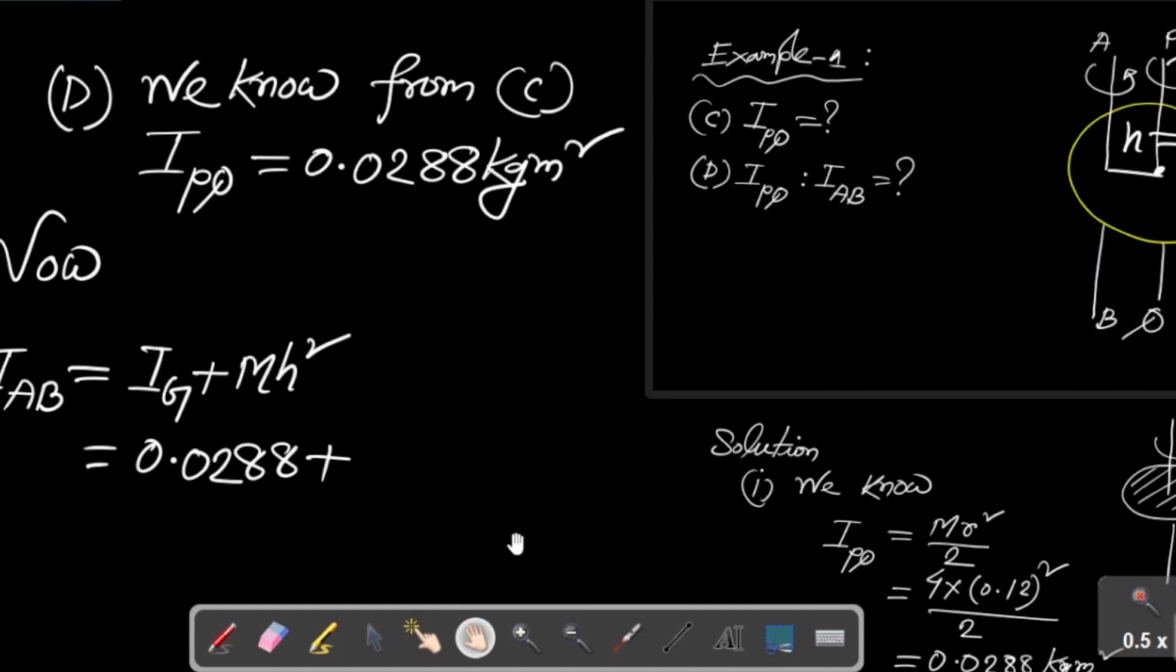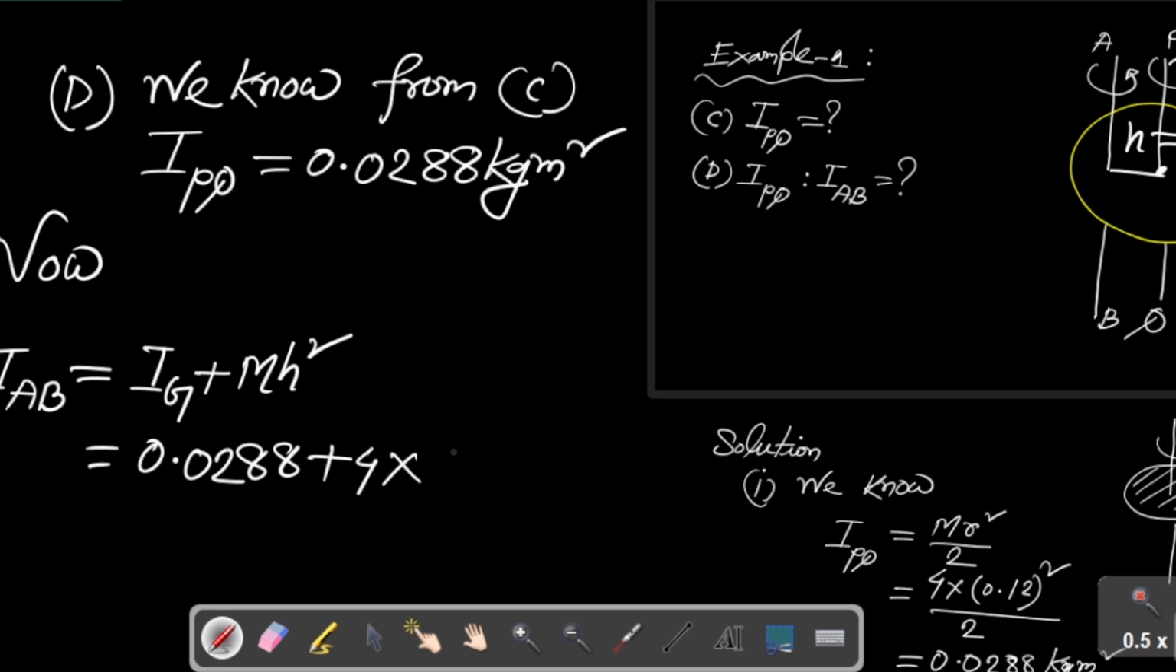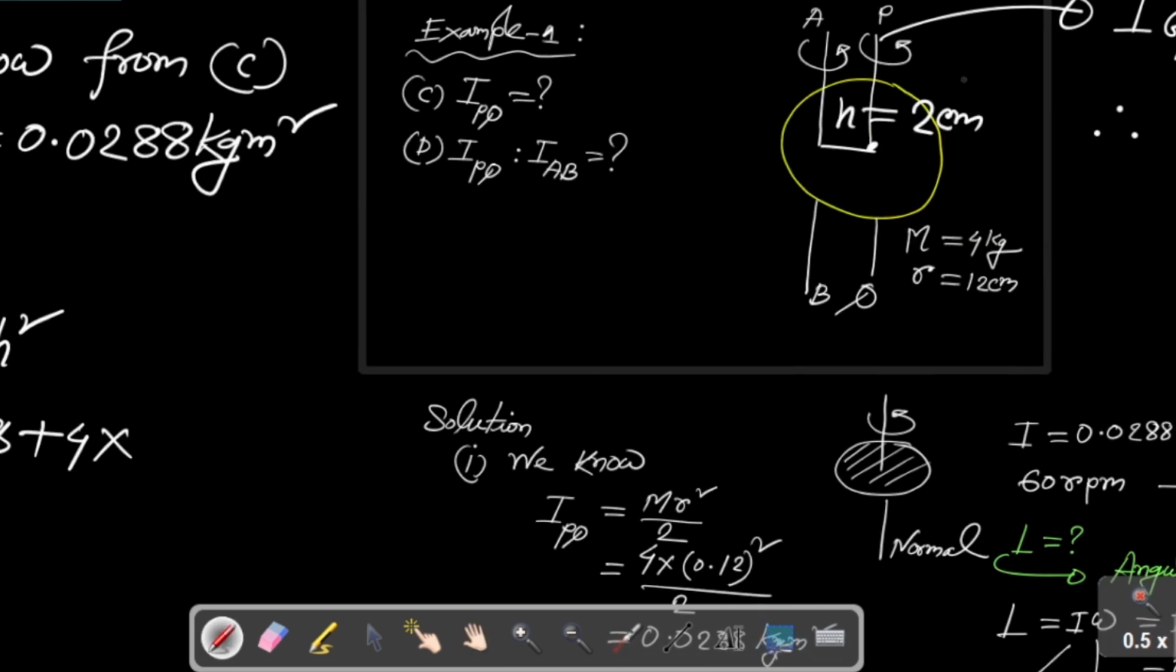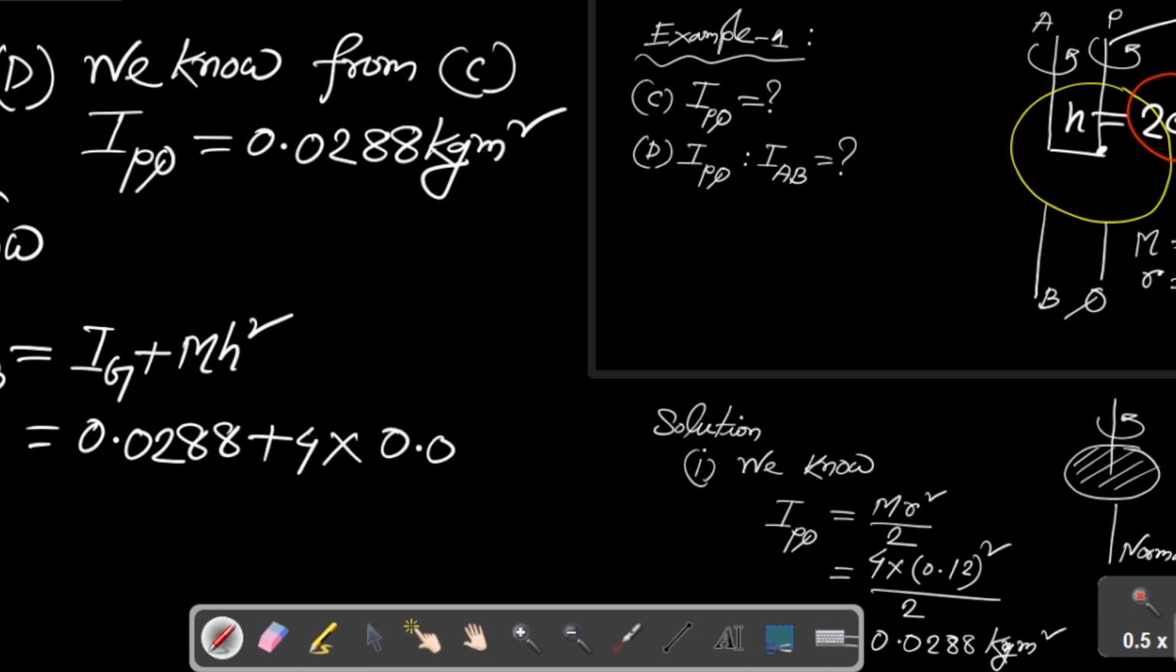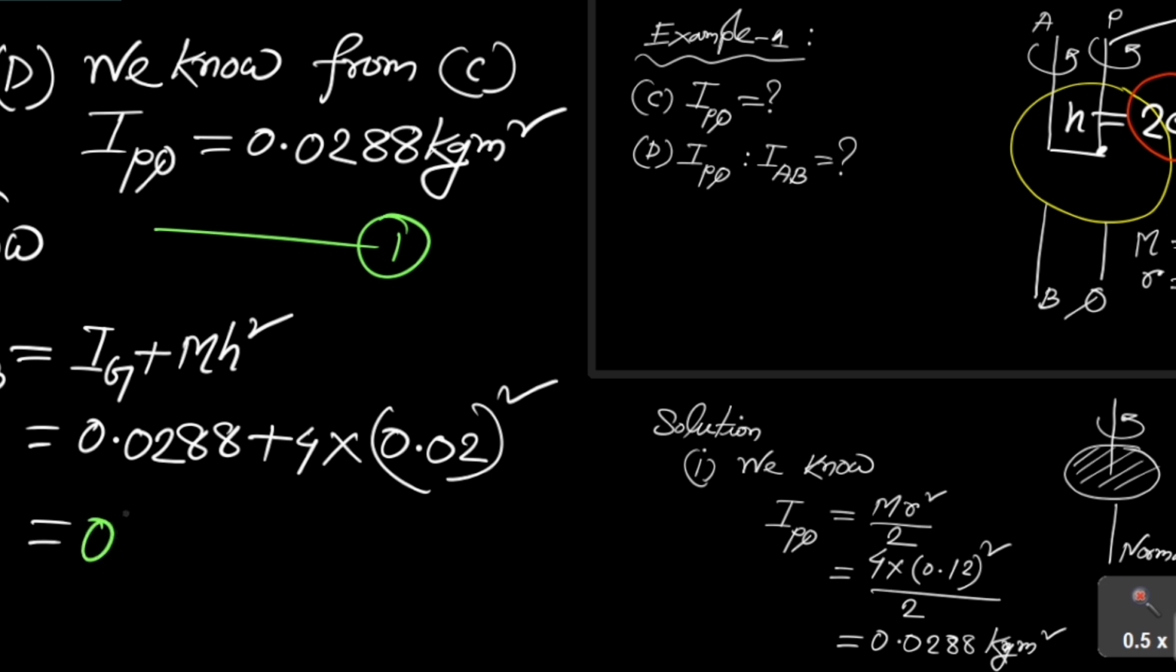m means 4 kg, right? Right, m means 4 kg. 4 into h means 2 centimeter. The value of h is 2 centimeter. This will be given in our problem. So we can write 4 into 0.02 square. Okay, this is equation number 1, and this will be equation number 2. 4 into 0.02 whole square plus 0.0288. Then our answer will be 0.0304 kg meter square. So this is equation 2.